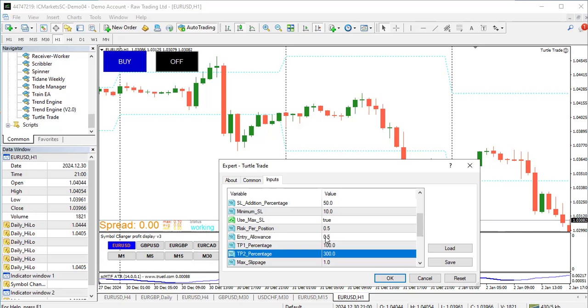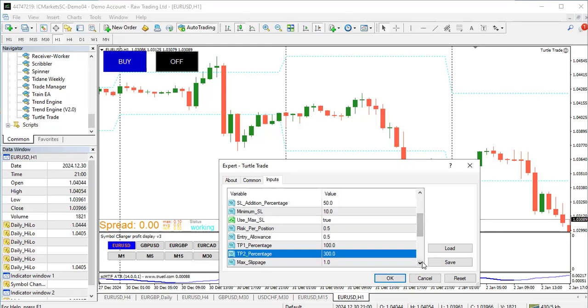Then you have your entry allowance. Your entry allowance is from the close. All right, you want to give a space of about 0.5 pips, right? Because sometimes after this closes, this just gaps down by like 0.2 pips, 0.3 pips, and all that. So you want to be able to still take your trades and not wait exactly for that entry.